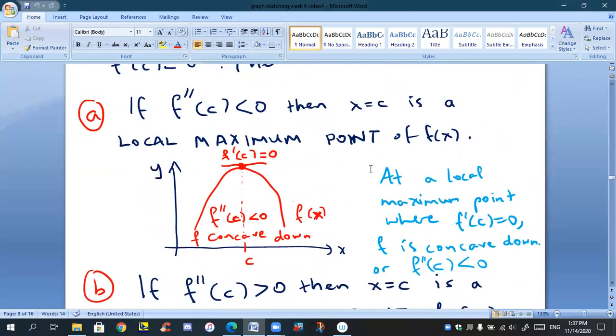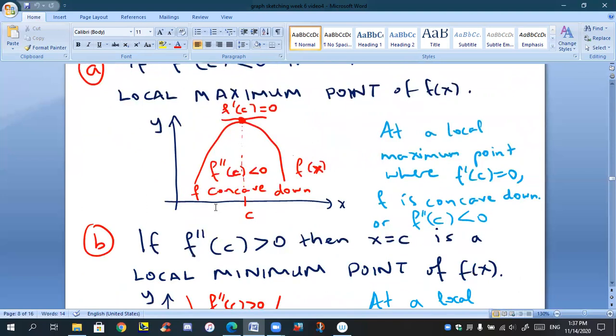Why? If the second derivative is negative, what do we say? F must be concave down. And f prime c equals 0 means the tangent line is horizontal. But then f double prime is negative, so it's a concave down graph. But where does this happen? At a local maximum point, this happens.